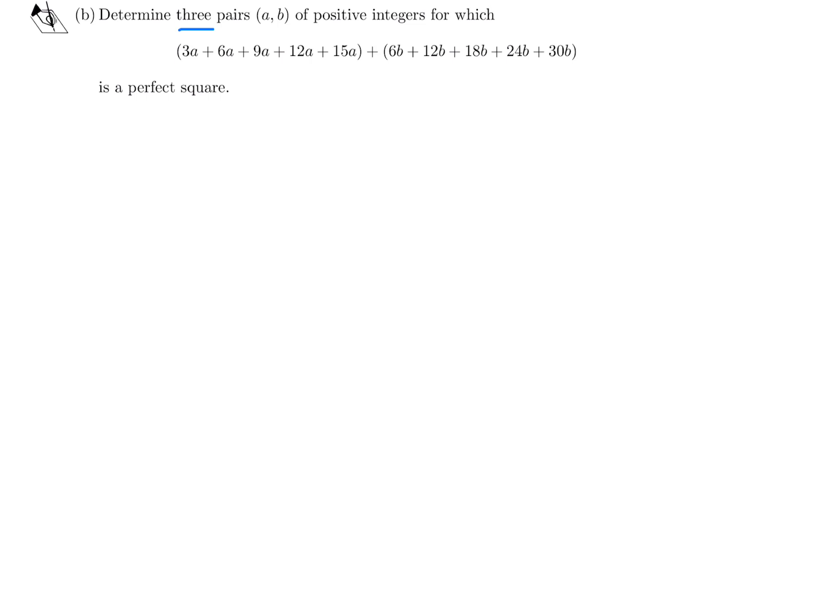Determine 3 pairs AB of positive integers for which this expression is a perfect square. Well, they have broken it up into an interesting way. I'm not sure why, but I guess the first thing we have to do is add them. So if we do this part, if you add it all up, it becomes 45a. And then this part, if you add it up, it becomes 90b. And they want this to be a perfect square.